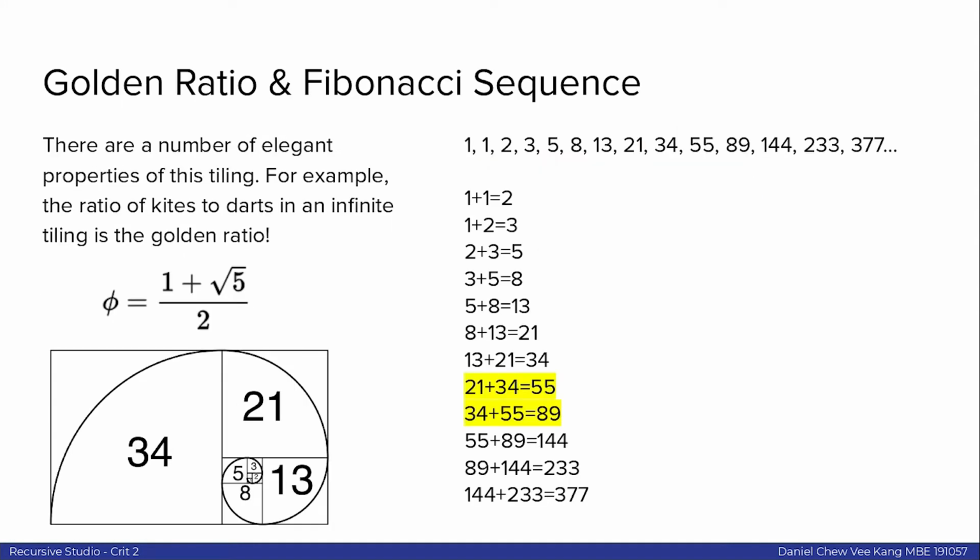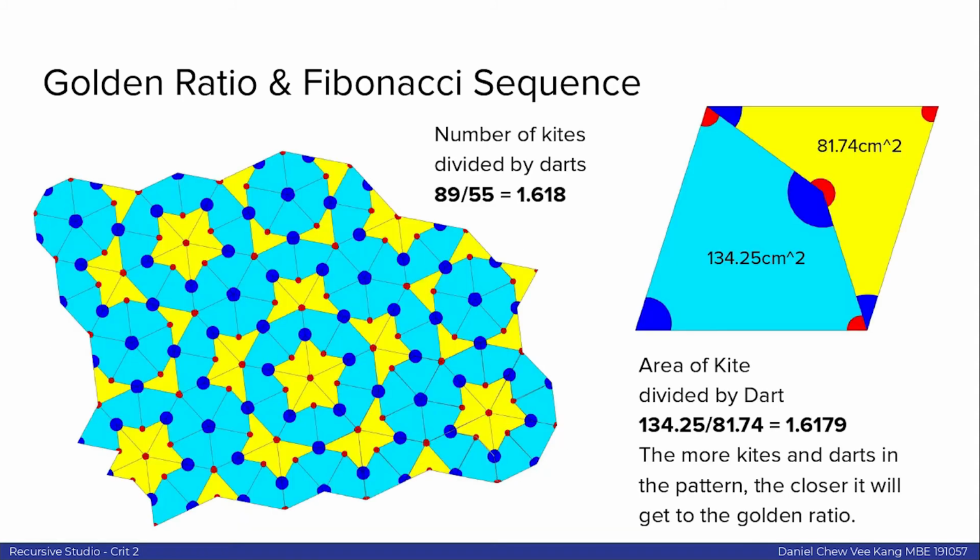There are a number of elegant properties of this tiling. For example, the ratio of kites to darts in an infinite tiling is the golden ratio. This can be calculated by using the Fibonacci sequence as well. A simple model of the pattern shows that the number of kites divided by the number of darts equals the golden ratio. On the other hand, the area of the kite divided by the dart is also the golden ratio. The more kites and darts in the pattern, the closer it gets to this ratio.